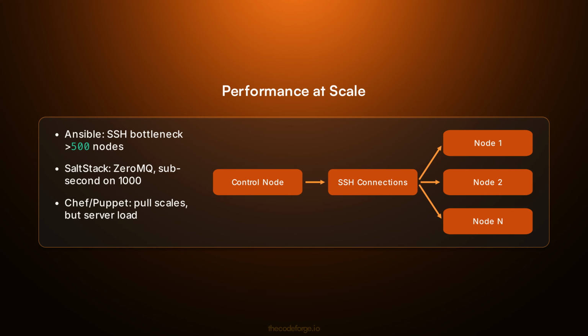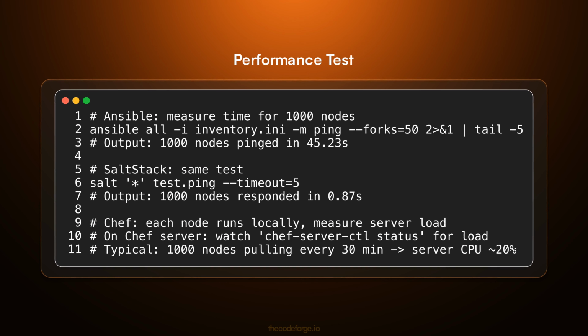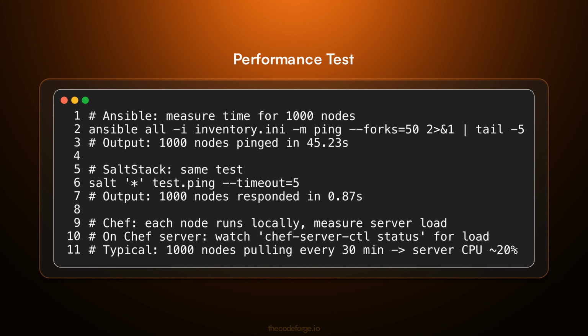SaltStack uses persistent 0MQ connections, making ad hoc commands near instant. Ansible takes 45 seconds to ping 1,000 nodes, while SaltStack does it in under a second. Chef distributes load across nodes, so server CPU stays low.